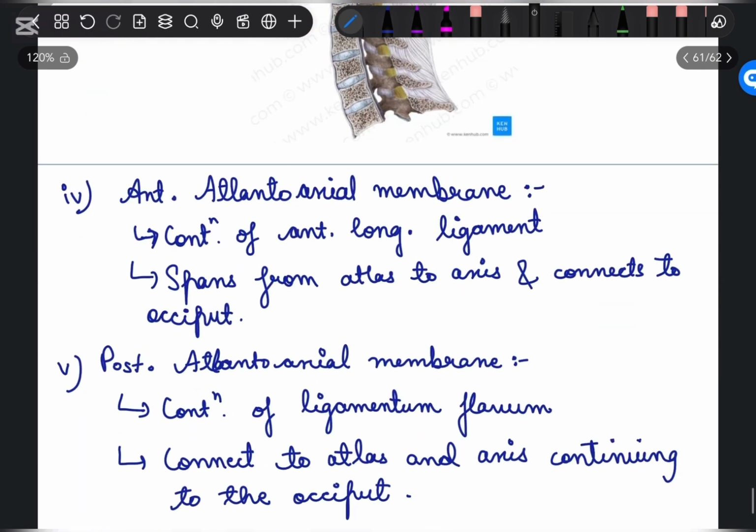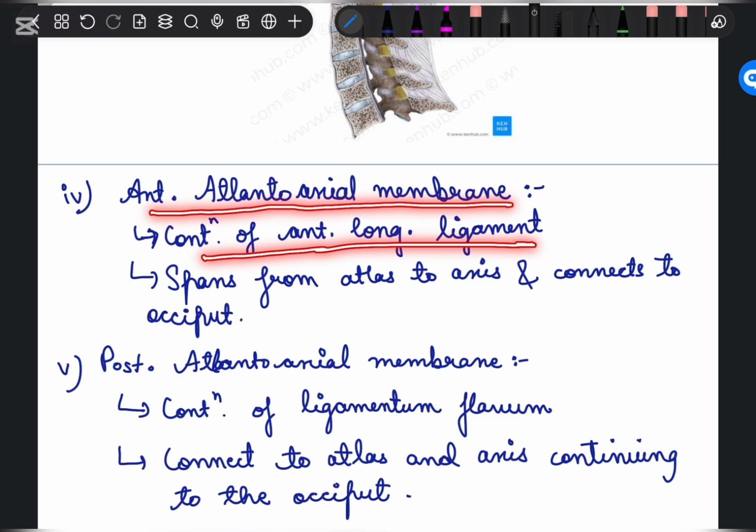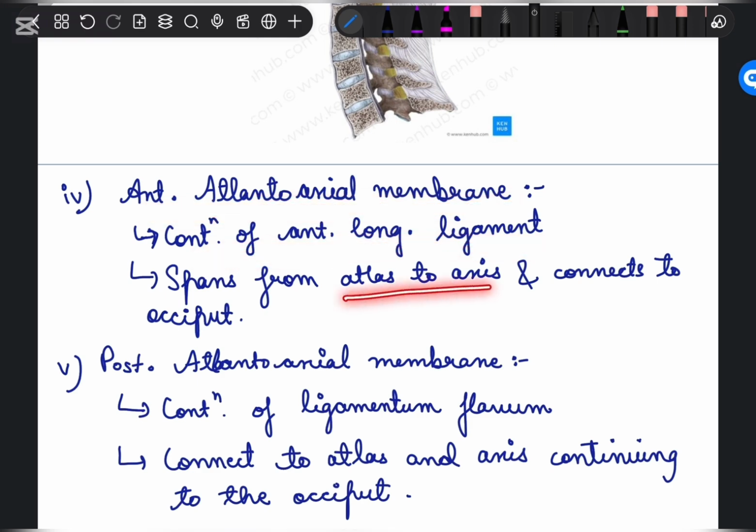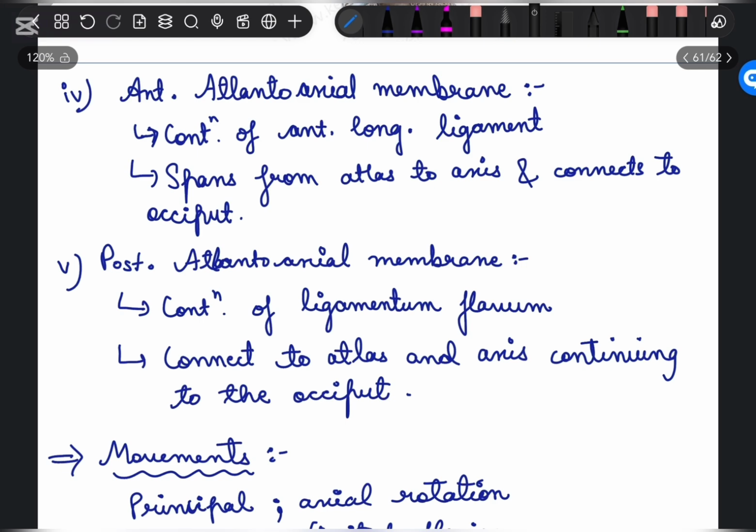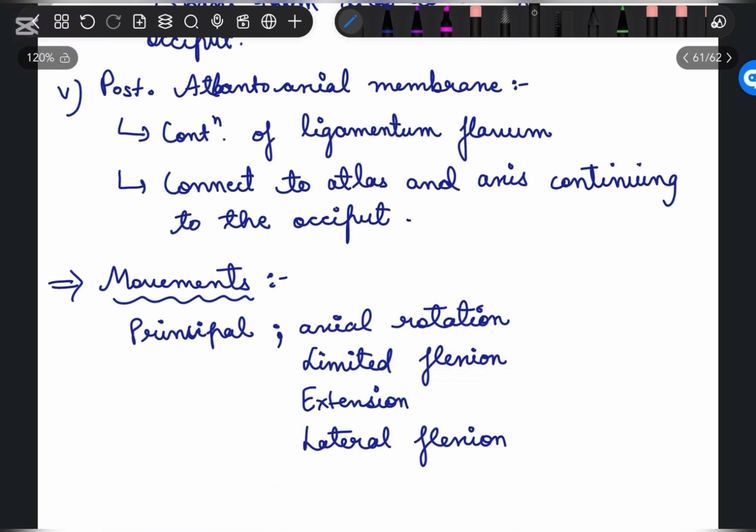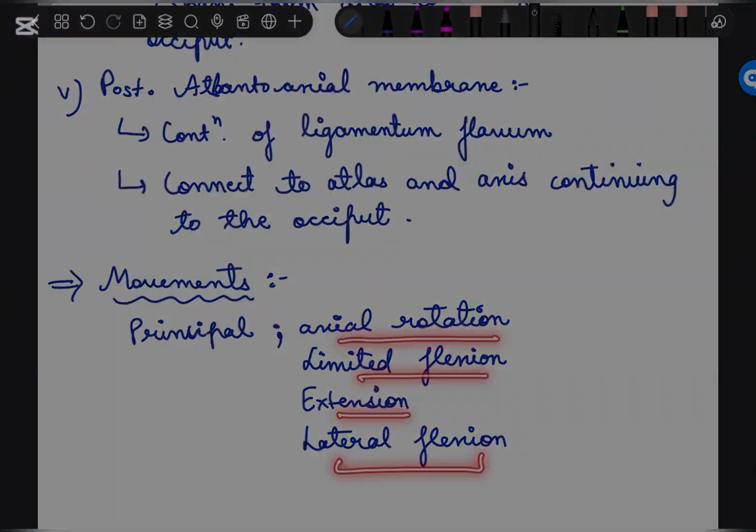The fourth one is the anterior atlanto-axial membrane, a continuation of the anterior longitudinal ligament, and it spans from atlas to axis and connects to the occiput. And the last is the posterior atlanto-axial membrane, a continuation of the ligamentum flavum, and it connects the atlas and axis, continuing to the occiput. The movements include principally the axial rotation, limited flexion, extension, and lastly the lateral flexion.